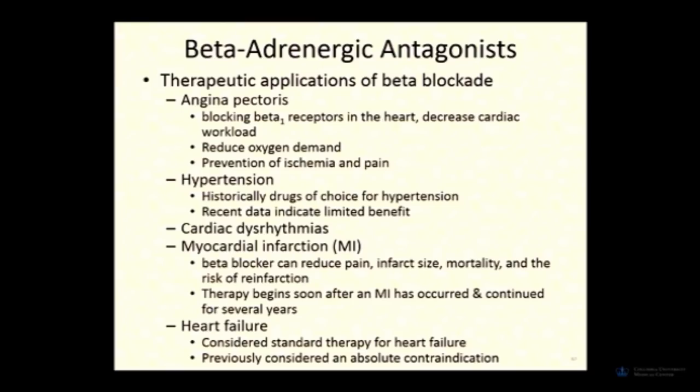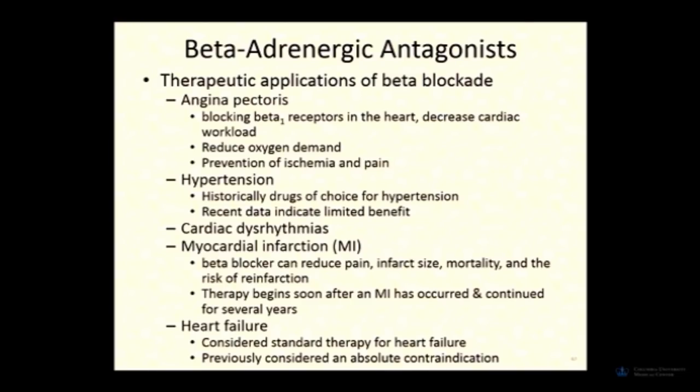All right, beta antagonists. Okay. The beta adrenergic antagonists, the beta 1 adrenergic antagonists, are predominantly cardiovascular, and there's really very little to no therapeutic reason to give a beta 2 antagonist. Really, when we're giving a beta antagonist, we're targeting the cardiovascular system, and namely the heart.